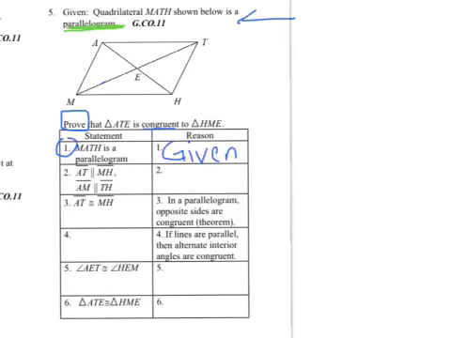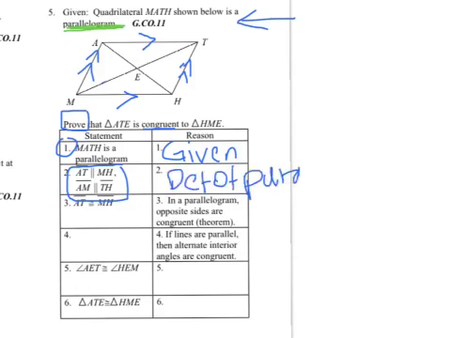That's right here. And hopefully you know in line 2, those symbols mean that they're parallel. So I'm going to mark AT is parallel to MH, and AM is parallel to TH. And the reason is no longer given. The reason is actually the definition of a parallelogram, because all parallelograms have opposite sides that are parallel.